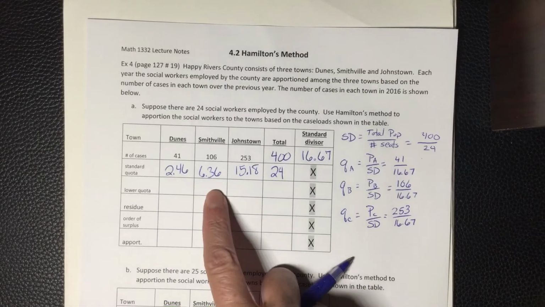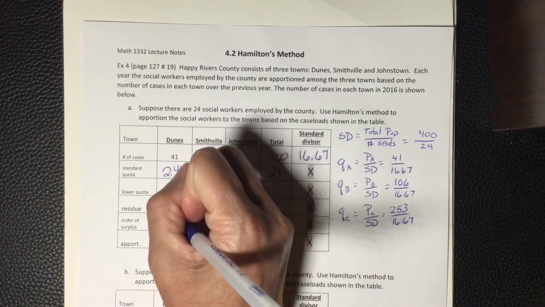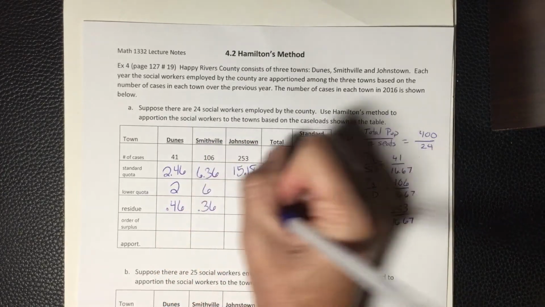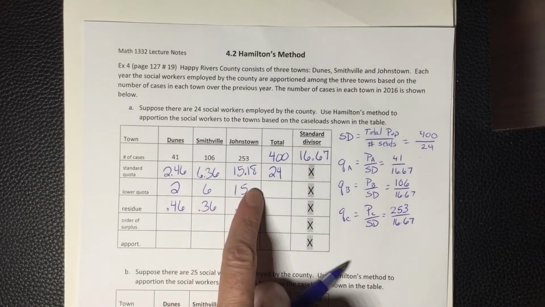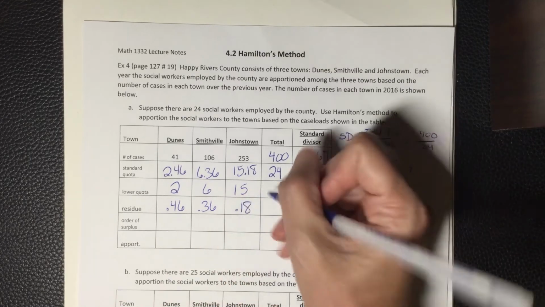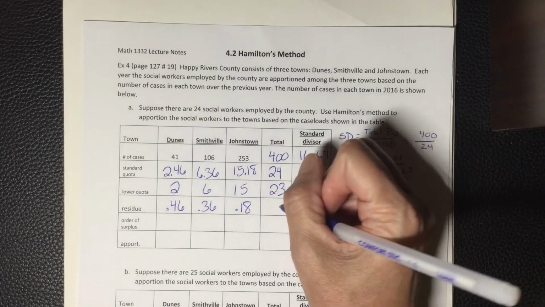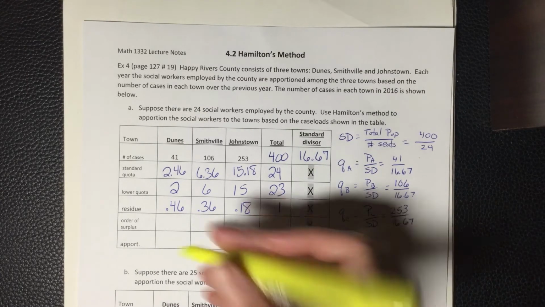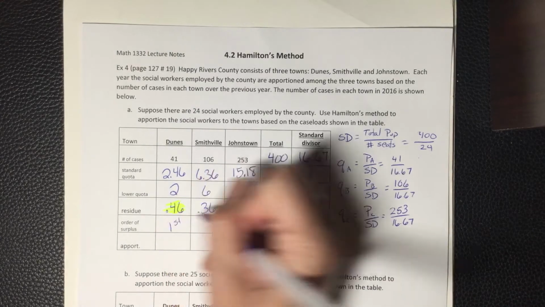All right, so we've got our quota. So now remember, for Hamilton's method, we're going to take the whole number part and the decimal part, and we're going to split these up. All right, so if we go ahead and add these numbers together, that comes out to be 23. So that's 23 of our social workers, which means we only have 1 extra. So if we look at the one that has the biggest decimal part, they're going to get the extra social worker. Okay, so they're going to be first.